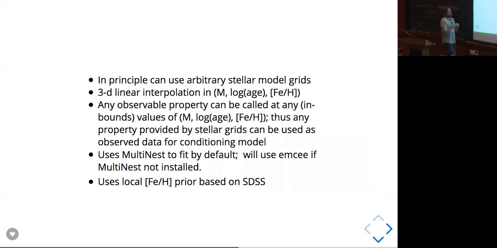Any observable property, you can provide. This includes parallax, so you can input Gaia parallax into this. And I already talked about MultiNest and emcee, and it has a prior on metallicity based on local observations from the Sloan Digital Sky Survey.